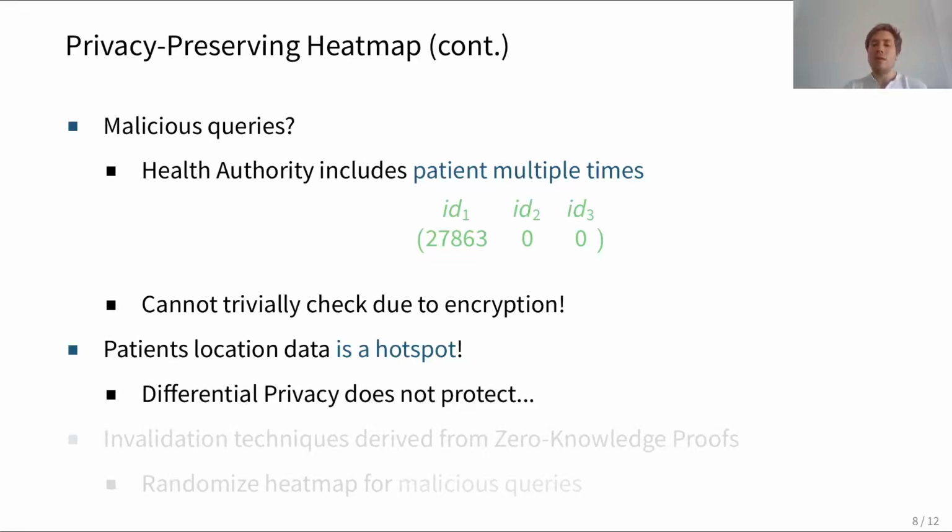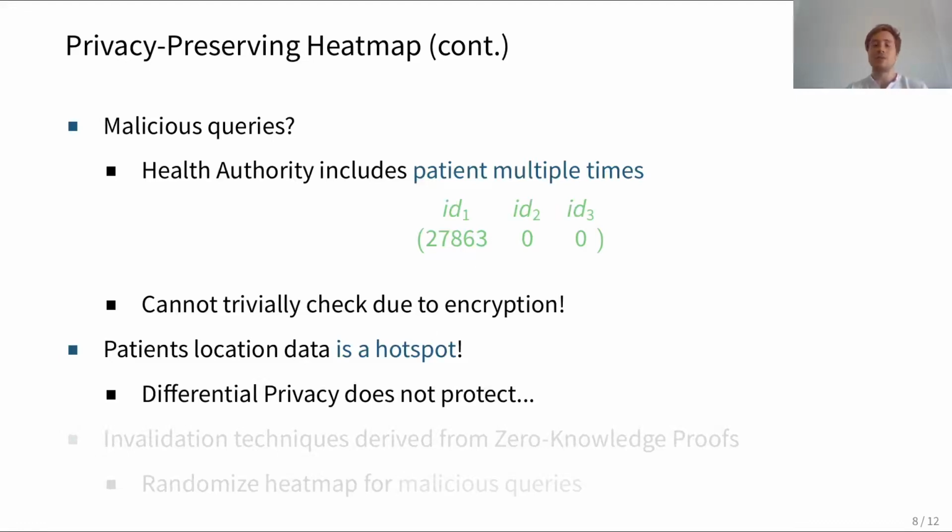So if they want to track an individual, what they can do is that when they craft the input vector, which in our protocol is assumed to be 0 or 1, they can set the value of this targeted individual to a much larger value. And what this achieves is that in the output heat map, it increases the contribution of this single individual. The location data of this individual is then clearly visible on this heat map. And since this is basically a hotspot on its own, differential privacy does not protect against this kind of attack.